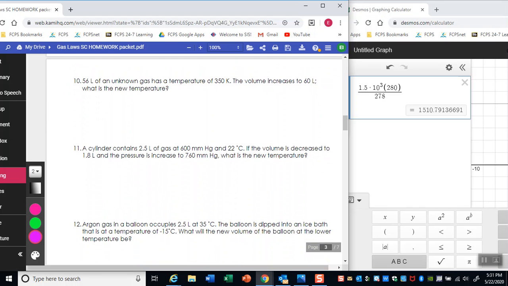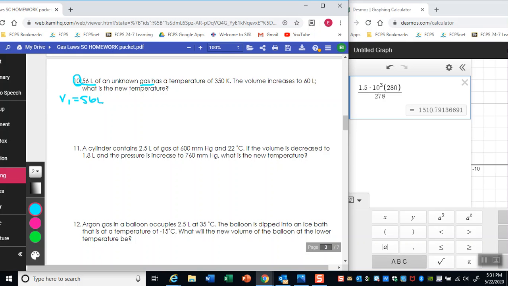Okay, so number 10, we've got 56 liters. Oh, yeah, I'm sorry. I thought that was the actual problem number. So I've got 56. My volume is 56 liters.